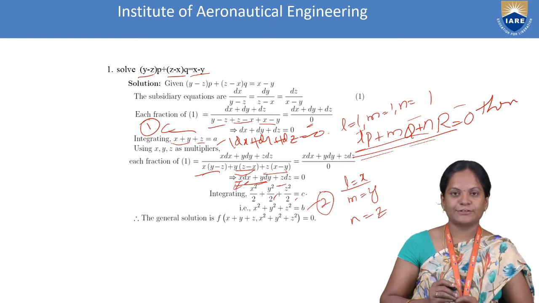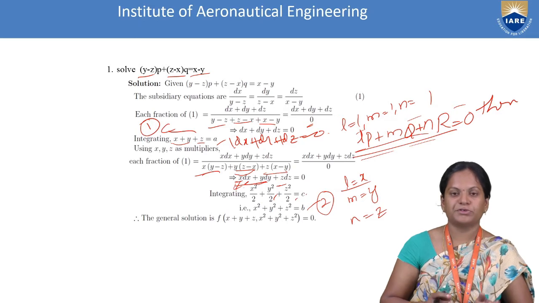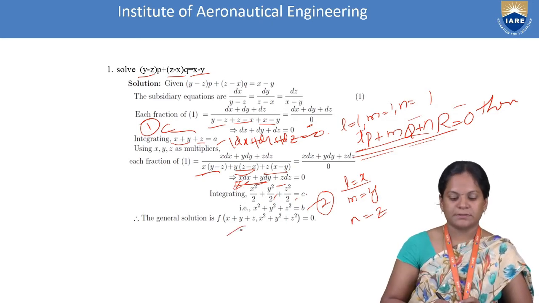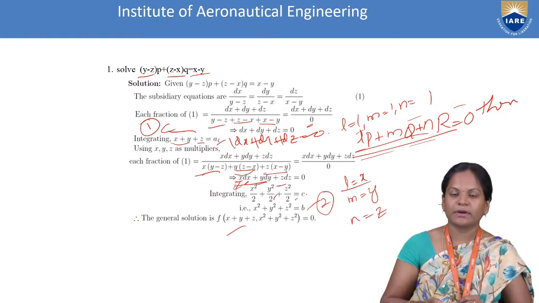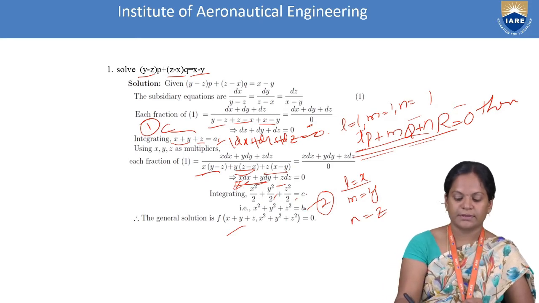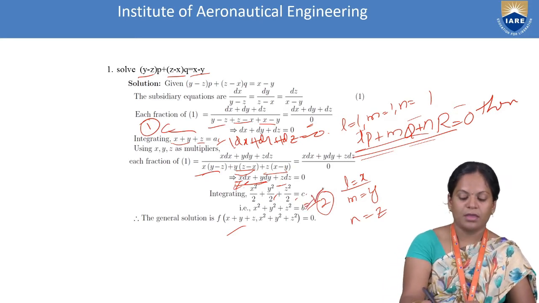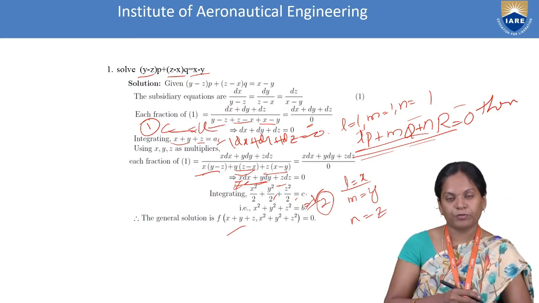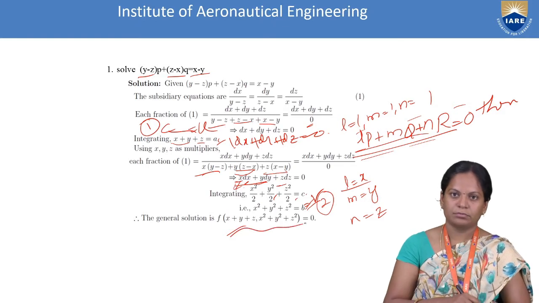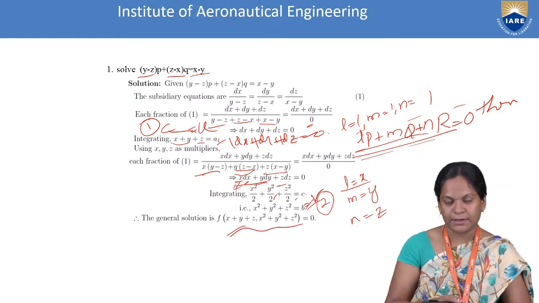Now write the general solution. Separately, 1 and 2 are not solutions of the given partial differential equation. The general solution is phi of u comma v equal to 0. What is u here? X plus y plus z. This is the first solution. And the second solution is x squared plus y squared plus z squared. B is nothing but v and a is nothing but u. So the general solution will become phi of u comma v equal to 0 by taking multipliers.